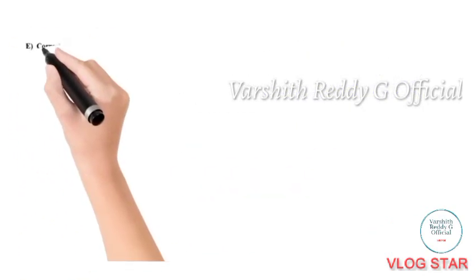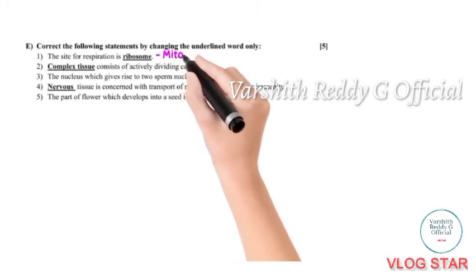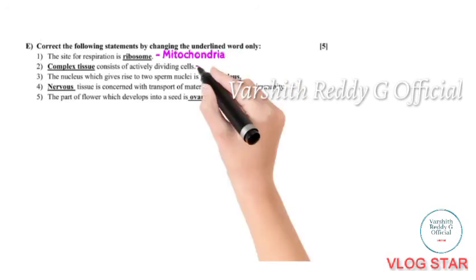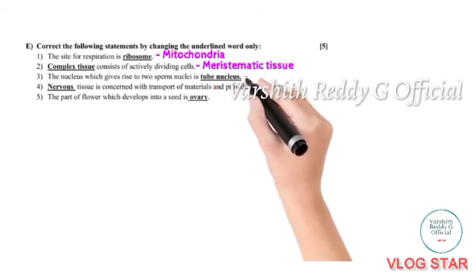Let's move on to the next bit, which consists of 5 marks, that is the E bit. Correct the following statements by changing the underlined word only. Question number 1. The site for respiration is ribosome. The answer is mitochondria. Question number 2. Complex tissue consists of actively dividing cells. The correct answer is meristematic tissue.